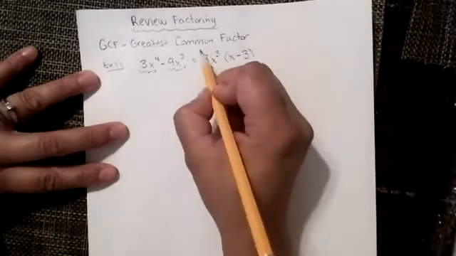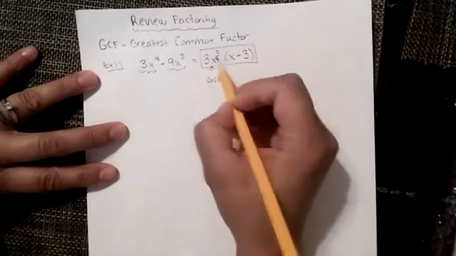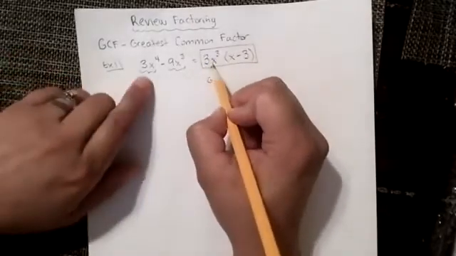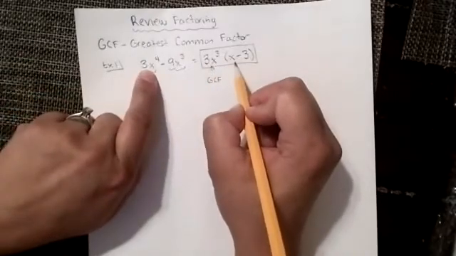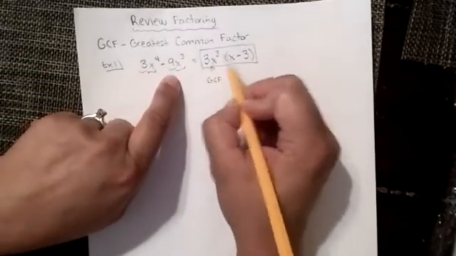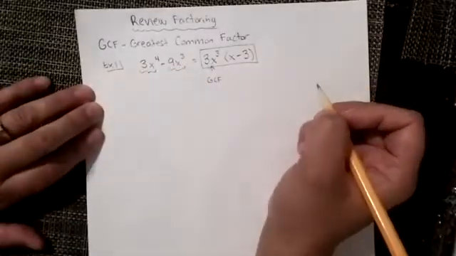Now let's check our answer. To check your answer, you would just distribute. So 3x cubed times x is 3x to the 4th. And then 3x cubed times negative 3 gives you negative 9x cubed.